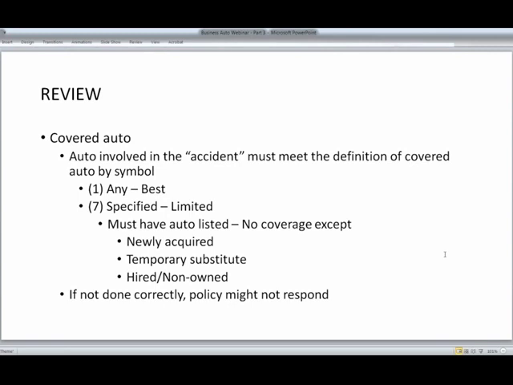You would have symbols for hired, not owned. That would be symbol 8 and 9 added to symbol 7 if your insured has exposures and you want to provide coverage for those exposures. Autos that the insured hires, leases, rents, or borrows, or autos that are owned by others and used on your insured's behalf in their business. It must be set up properly, or there could be no coverage at time of accident.